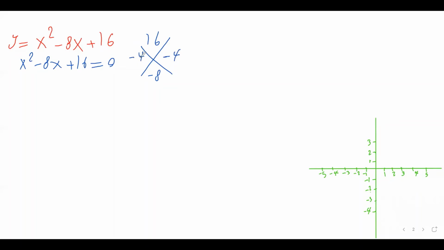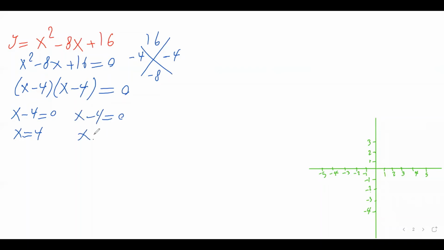-4 and -4, right? -4 times -4 gives me +16, and -4 plus -4 is -8. So my factors are x minus 4 and x minus 4, the same factors, equals 0. If I solve x minus 4 equals 0, I get x equals 4. And for this factor, x minus 4 equals 0, that gives me x equals 4. As you can see, I have only one x-intercept. Both are the same: x equals 4. So I only have one x-intercept.